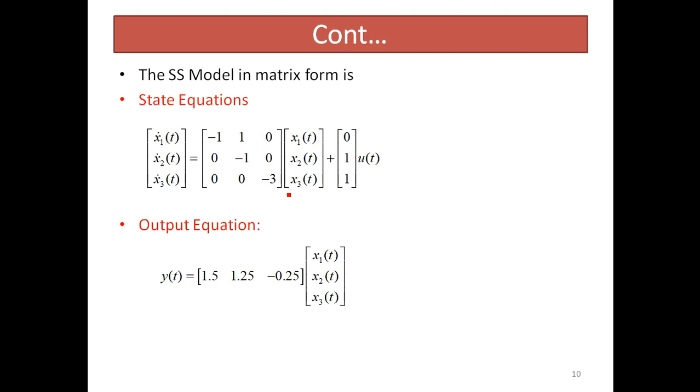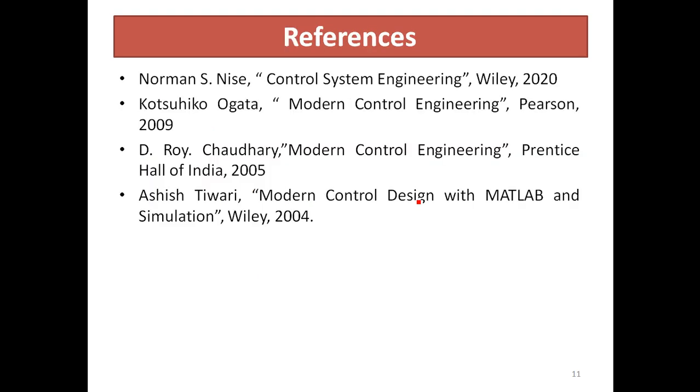So this is your state space model, where state equations and output equations are there. One thing to be noted is that all of the eigenvalues or roots of the system lie on the diagonal: minus 1, minus 1, minus 3. In this way we have realized the system in Jordan canonical form. Thank you. These are the references.